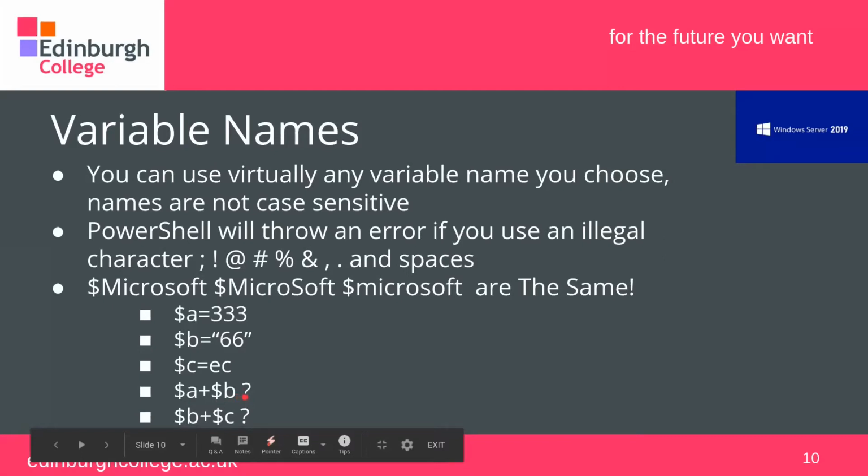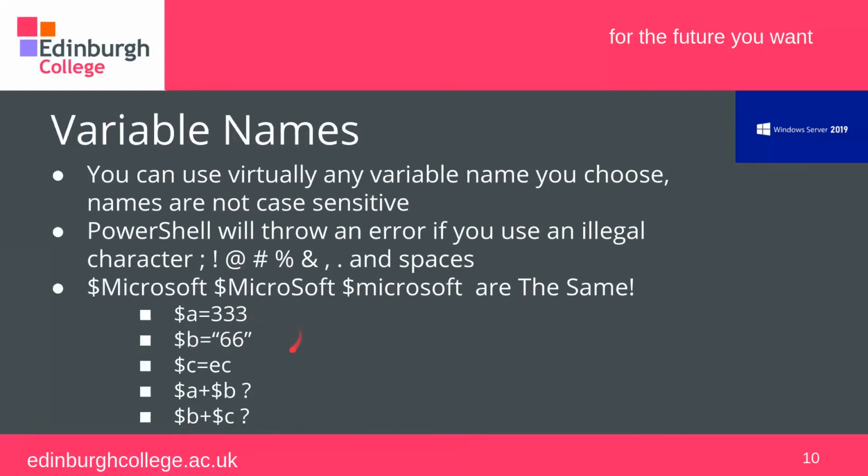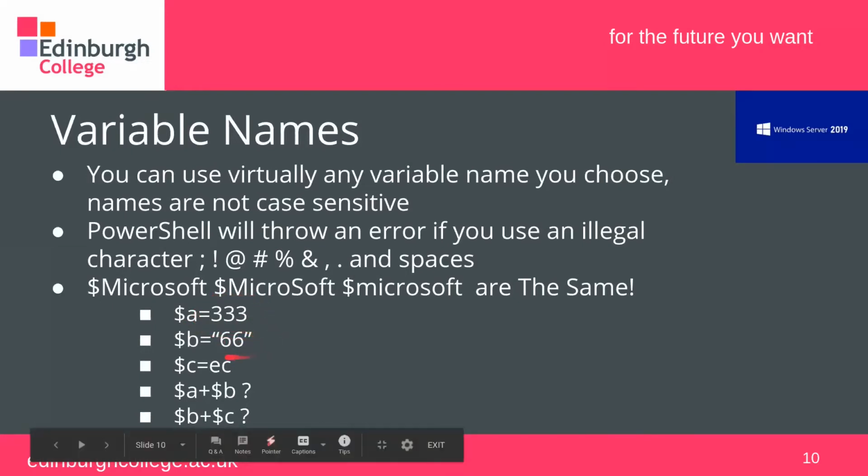So $A plus $B here, we would take 333 and 666, what would actually happen is we would get an error message because this is an integer and this is a string. Okay, B plus C, we would get 66EC because that's a string and that's a string as well. Or maybe we would get an error, I don't know, because we've not put this in quotes. I could test it just now.